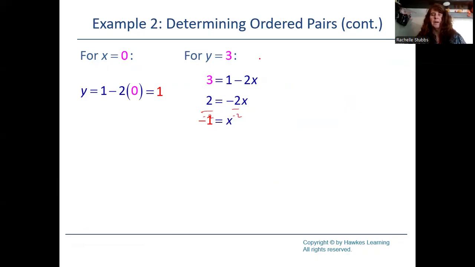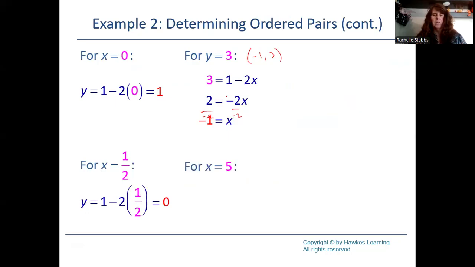So we have the ordered pair negative 1 and 3, because remember, the x value always comes first. Then we could try it for 1/2. A negative 2 times 1/2 is a negative 1. 1 minus 1 is 0. So we'd have the ordered pair right here. X was 1/2, y is 0. That's the ordered pair there.